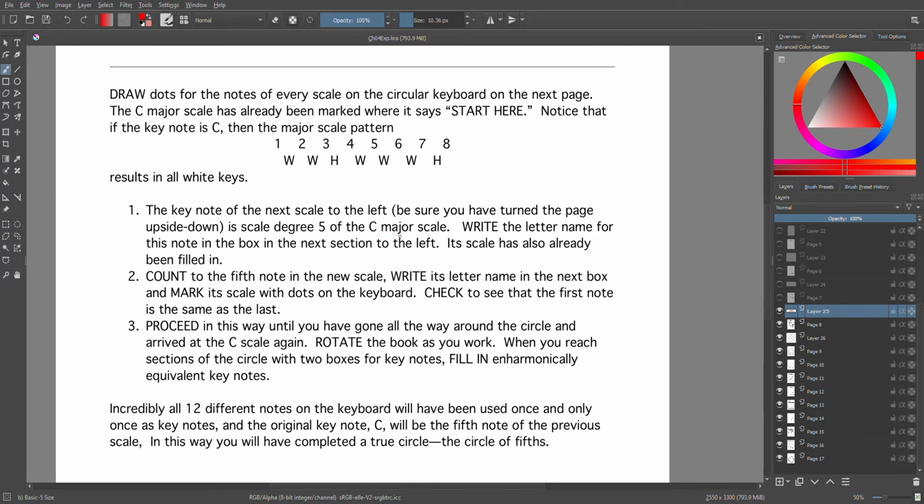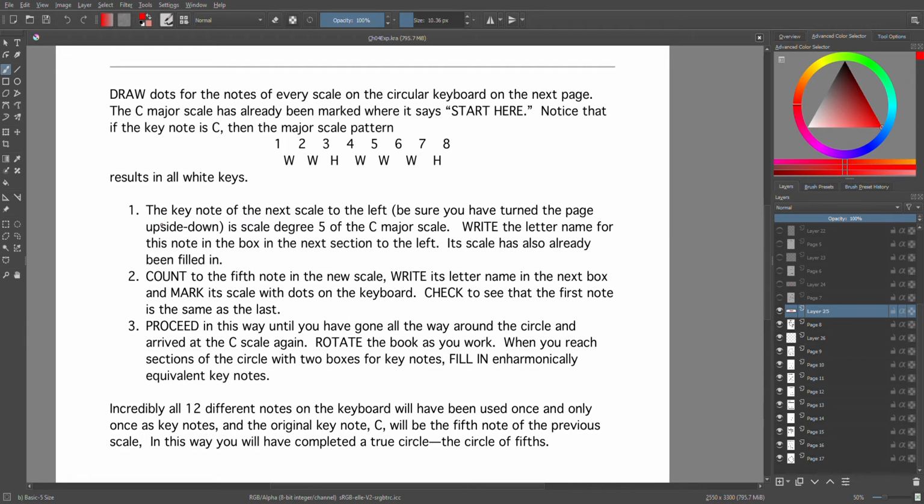All right. So on the circle of fifths that's on the next page, we're going to draw dots for the notes of every scale on the circular keyboard on that next page. The C major scale has already been marked where it says start here. Notice that if the keynote is C, then this major scale pattern is going to result in all white keys. So the C is going to be the easiest always. Pretty much always C is going to be your best friend.